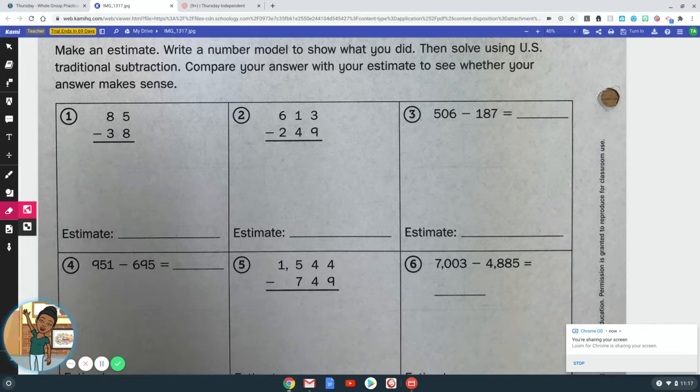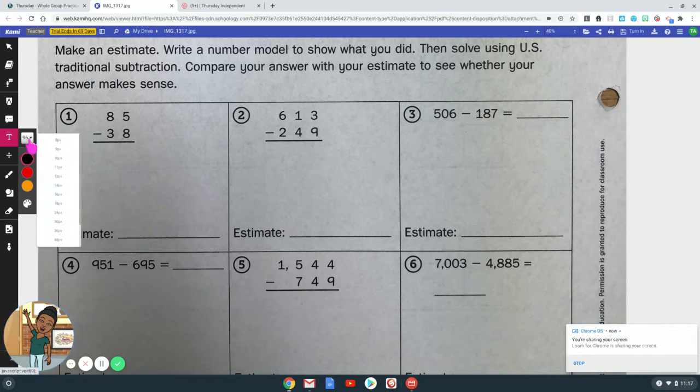This assignment is on Cami, so for my estimate, I'm going to use my text box tool. Select the T from my tools. I'm going to leave it at the font size 96. This is a size that you can see. If it's smaller, select it, and then you can change it to 96. Choose your color. I'm going to choose purple for my estimate.